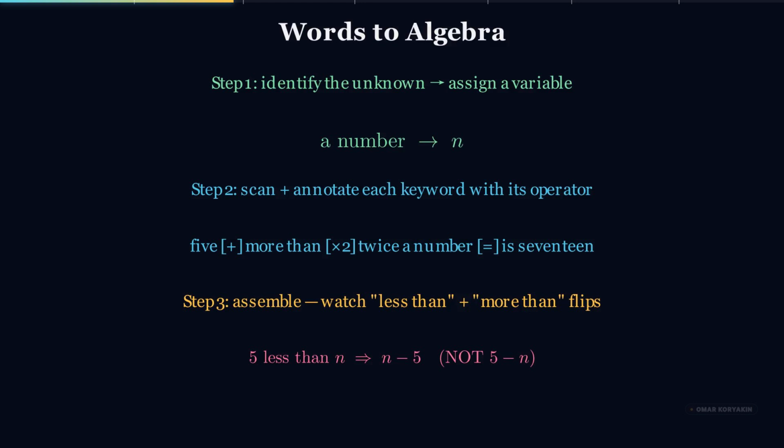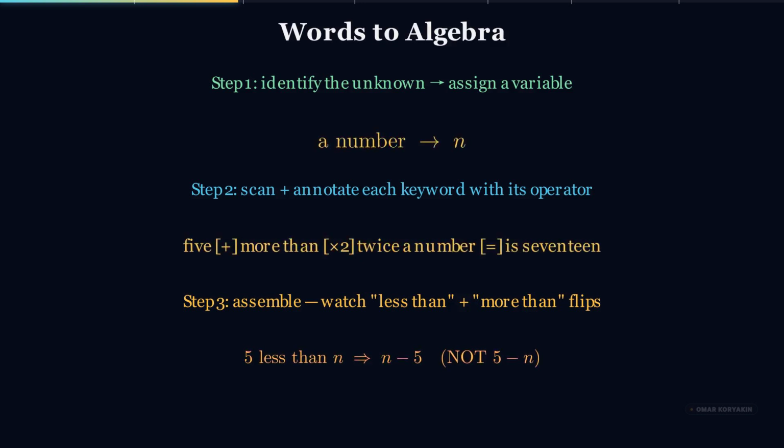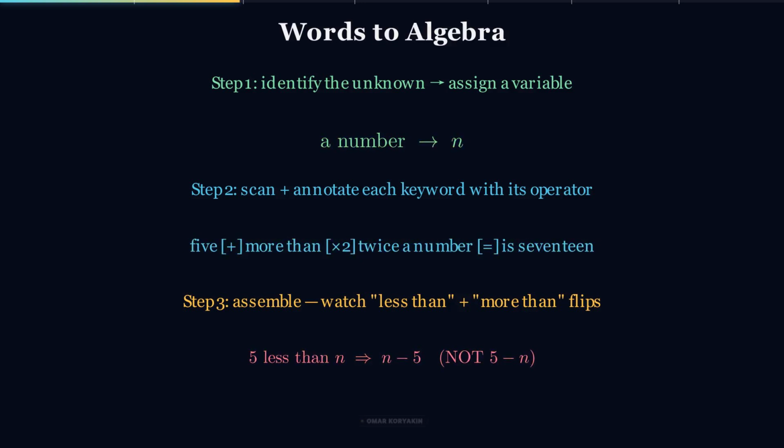The check takes 5 seconds and catches the most common translation error in beginning algebra, the order flip mistake on subtraction phrases. Building this check into your habit now will pay dividends across every later word problem chapter.